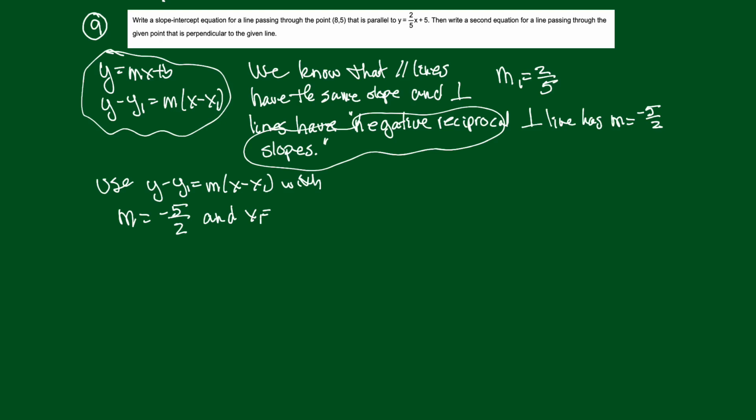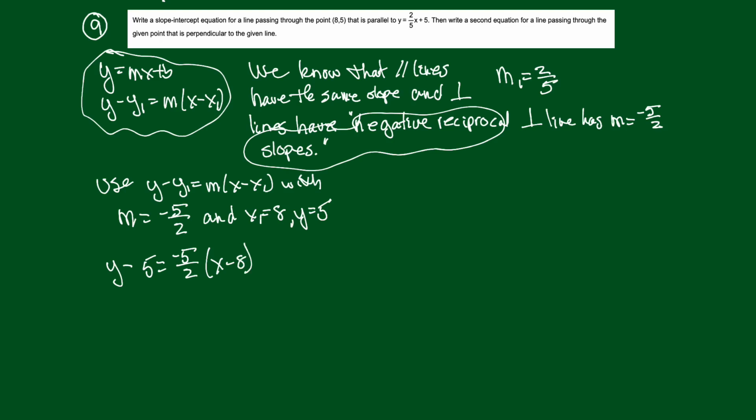And x1, the x's that we're given, now up here, right? We're given that it passes through this point, 8, 5. So x1 is 8, and y1 is 5. Let's substitute. So we will get y minus y1, which is 5, equals m, negative 5 over 2 times x minus x1, and x1 is 8.